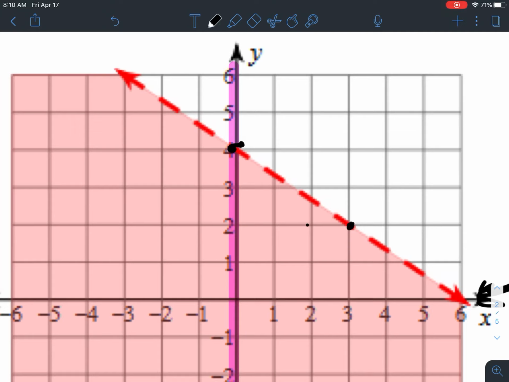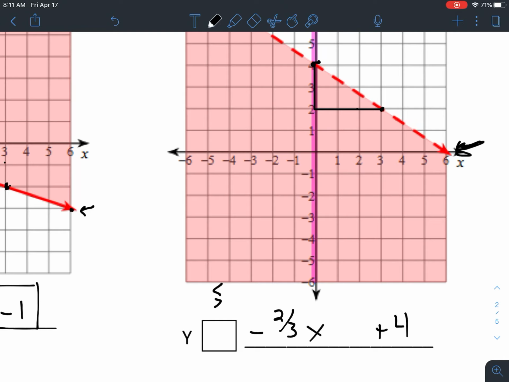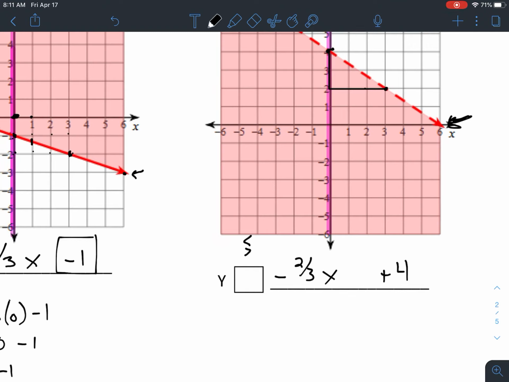Okay, so once again, to see that, I went down 2, and I went over 3. Okay, so we know this is going to be negative 2/3 x plus 4. Now, once again, let's test and see where these numbers work. Okay, we got to see which way this symbol is going to be facing. And because we know the bottom part here is shaded, we just pick a number from there to see.